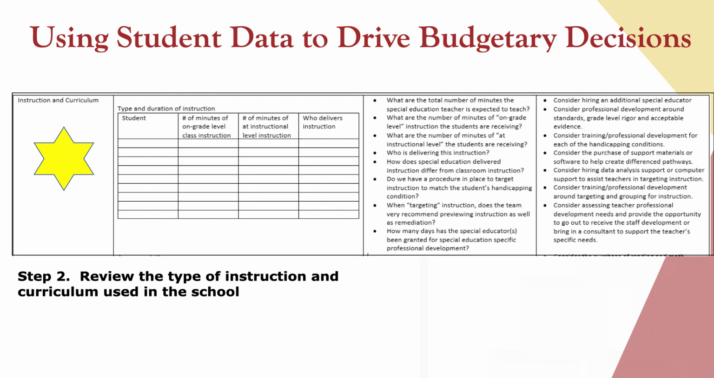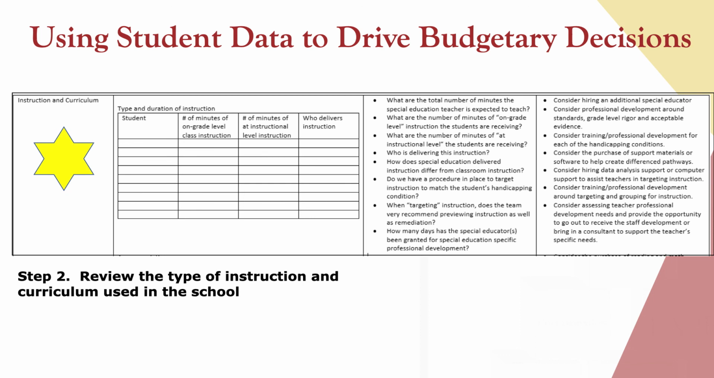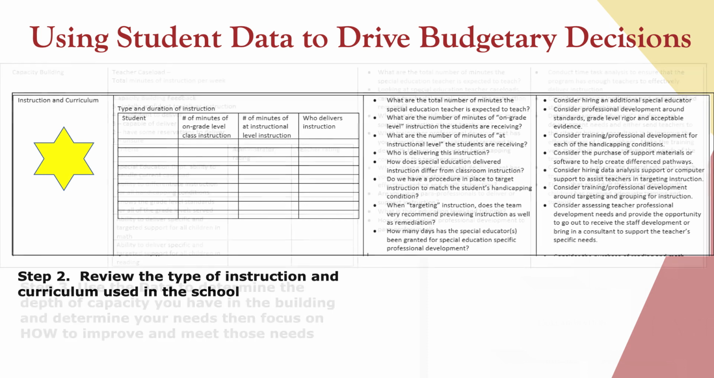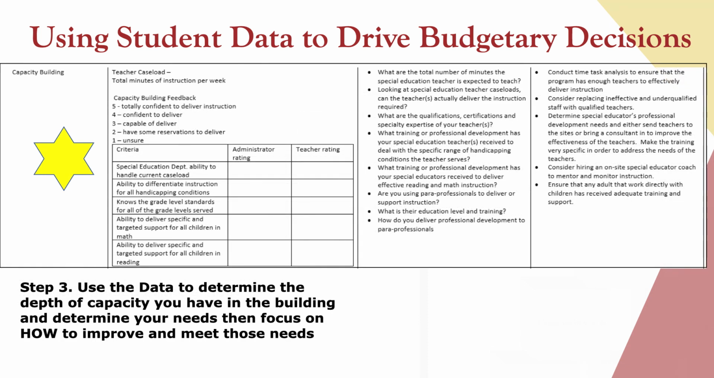Step 2 of the guide, review the type of instruction and curriculum used in the school. Once you have listed out this information, determine what the data is telling you. Ask your team questions like, do we have the right instructional tools to meet the individual needs of our students? And if not, what types of materials can you purchase to meet this need? Now let's move on to step 3.